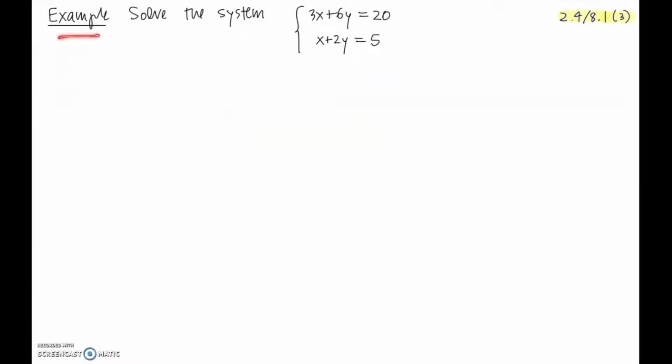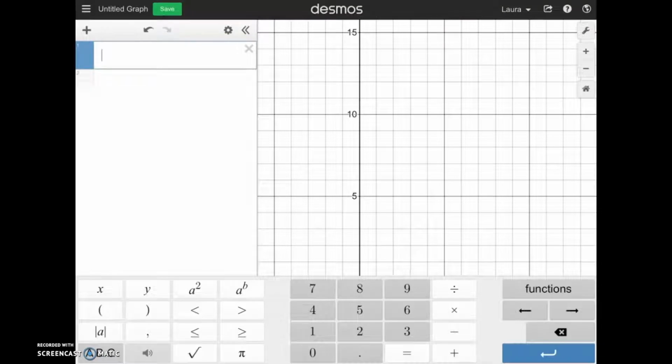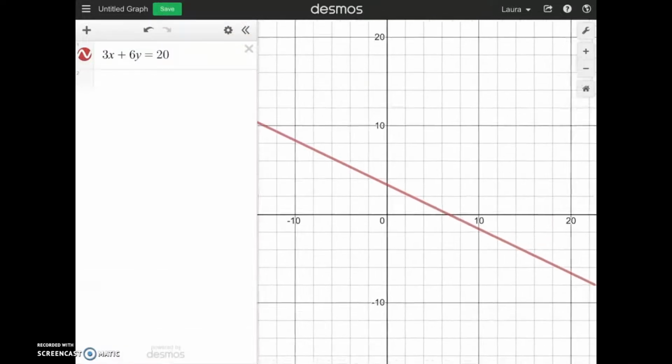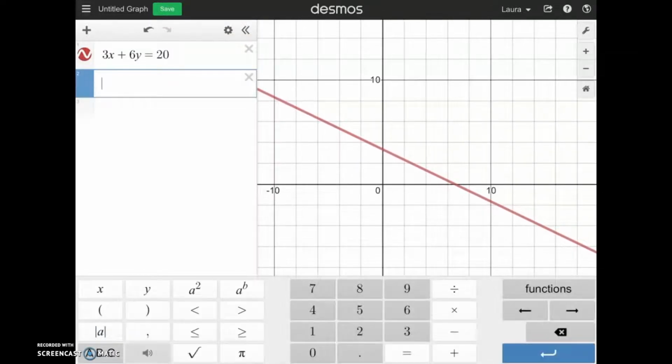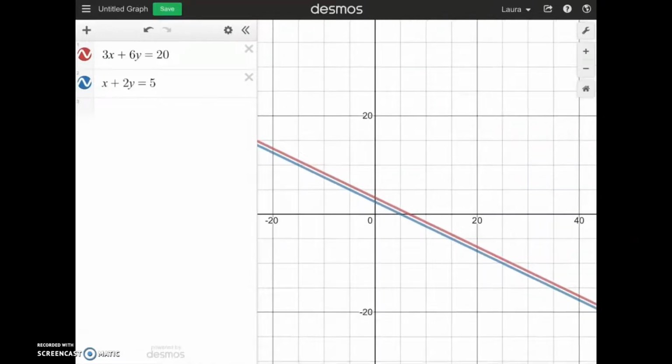For the next example, we're asked to solve the system 3x plus y equals 20 and x plus 2y equals 5. So again, we're interested in knowing where both of these lines, what they share in common. So we'll go ahead and graph. The first one was 3x plus 6y equals 20. So there's that graph there. And then the second one was x plus 2y equals 5. Okay, and so we look for a point of intersection.